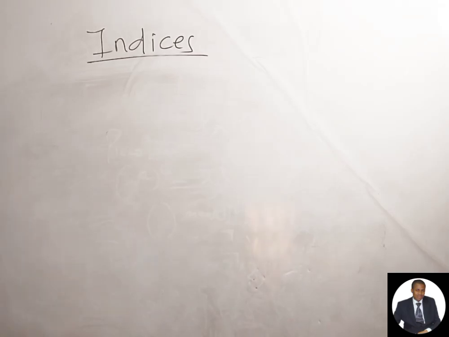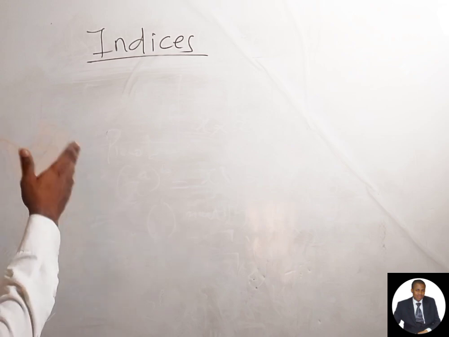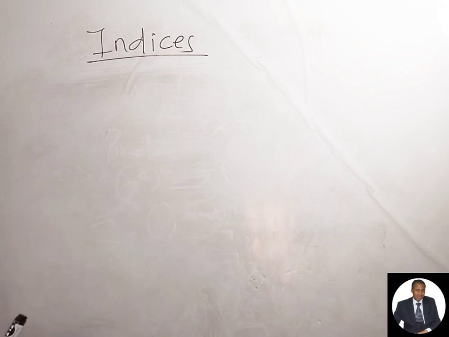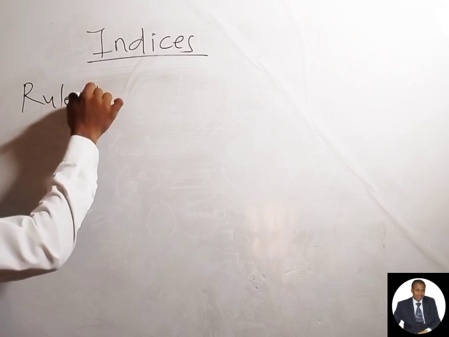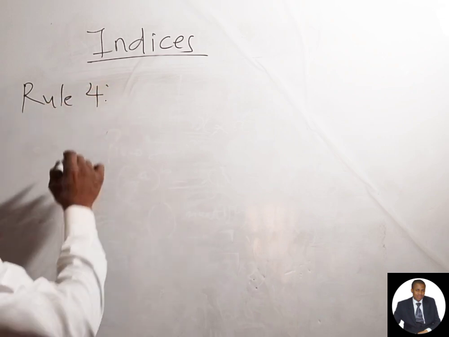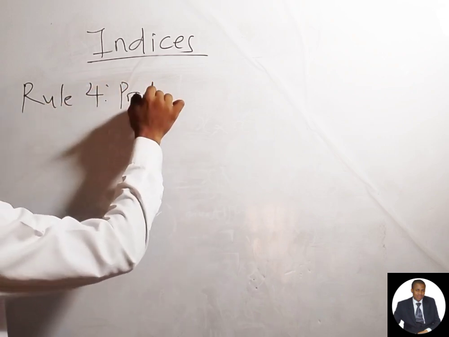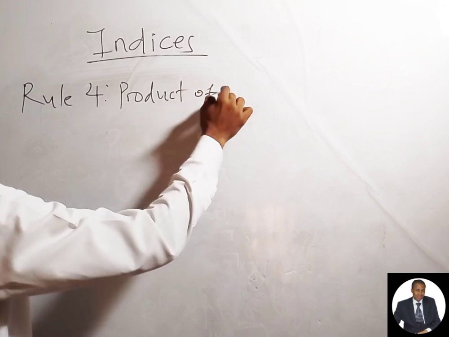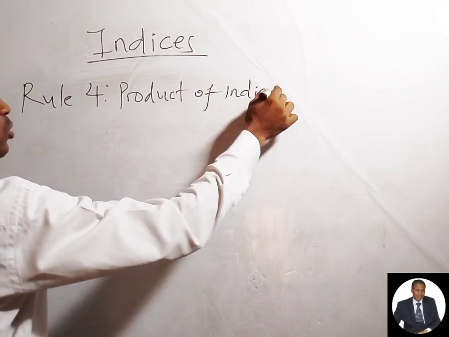Well, welcome to another mathematics class. In our previous class, we started with indices, and then we did row 1, row 2, row 3. Today, we are going to talk about row number 4, and this has to do with products of indices. Products, what do you mean by products?